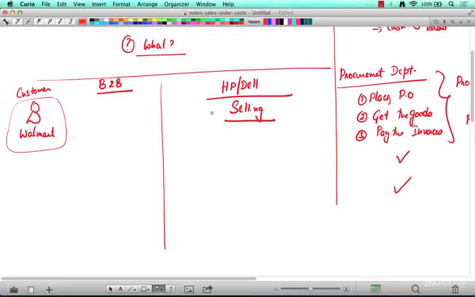Now, since we are looking at it from HP's perspective, Walmart is going to send what is called an RFI, or request for information or inquiry. RFI. What is an RFI? An RFI is quite simply a request for a whole bunch of products and what are the prices and when we can deliver them by.